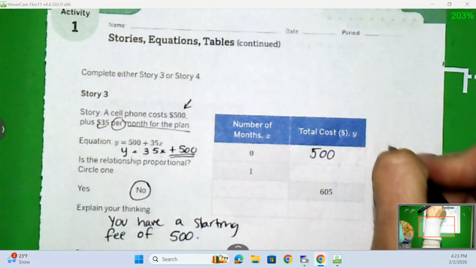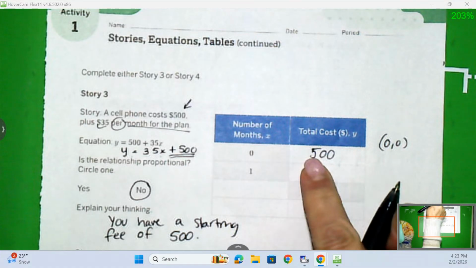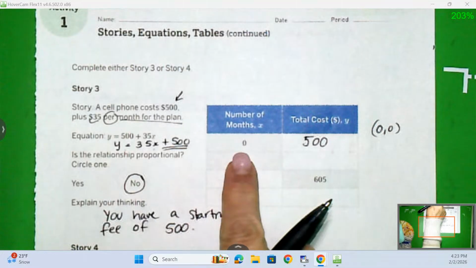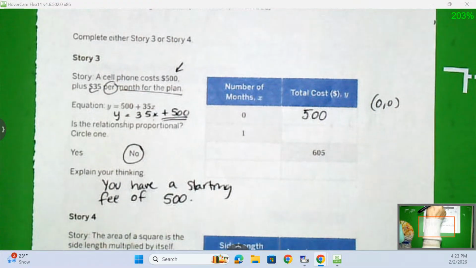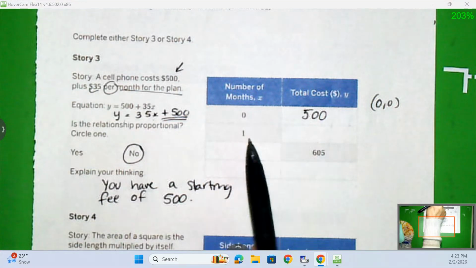So that right there is not 0, 0. And that was one of the clues to whether a table is going to be proportional or not. Whenever x is 0, y should also be 0 if it's in the form y equals kx. Okay, but we're going to use this equation here to complete the chart.